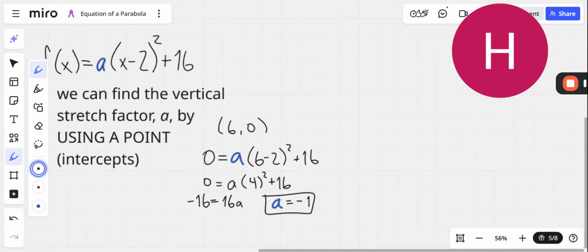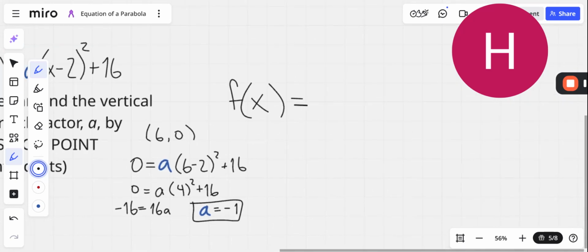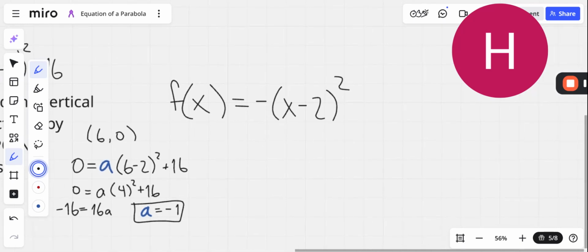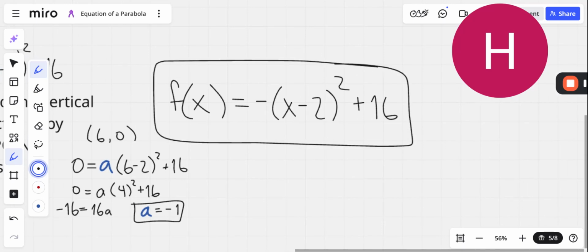Okay, so the full vertex form equation for this is going to be f of x equals negative, parentheses, you don't have to write 1, of course, negative parentheses x minus 2 squared plus 16. That is the vertex form equation. Great.